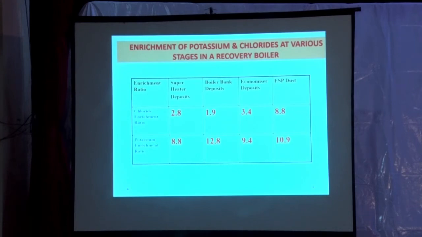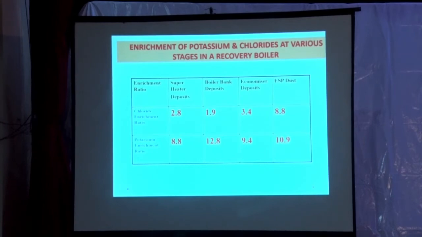It goes 1.9 times in boiler bank deposits. It goes 3.4 times in the economizer, and you can say the maximum is collected at an enrichment factor of around 9 in the ESP, which we are again putting back in the black liquor. So this is how the buildup takes place.